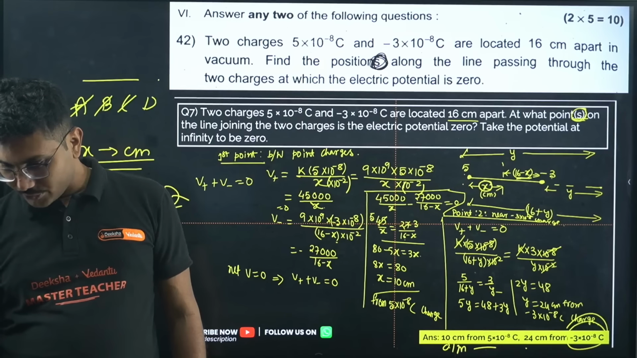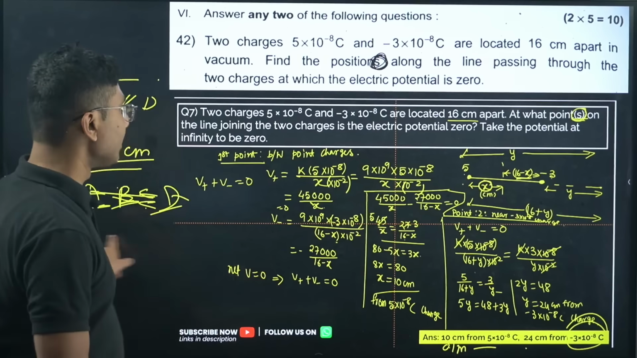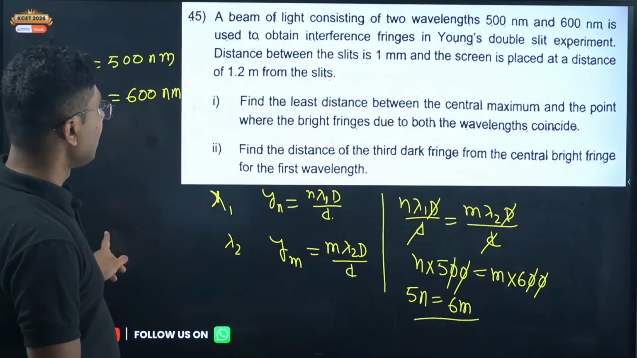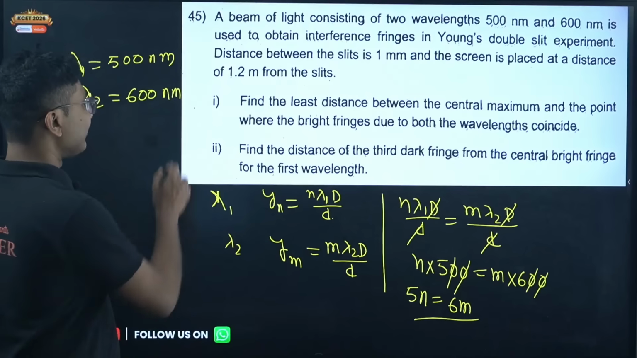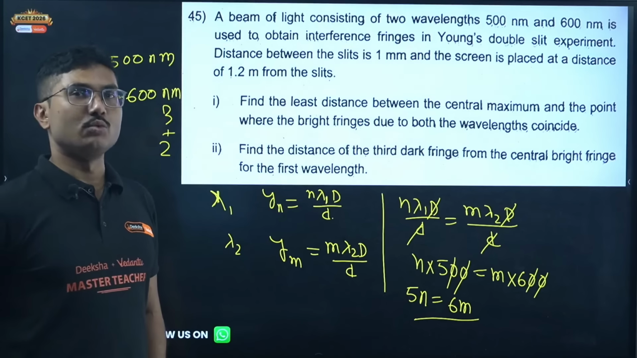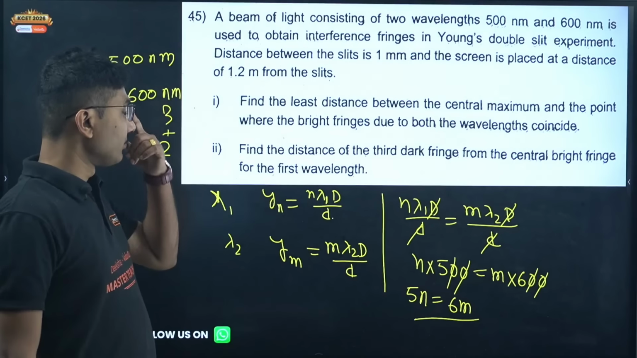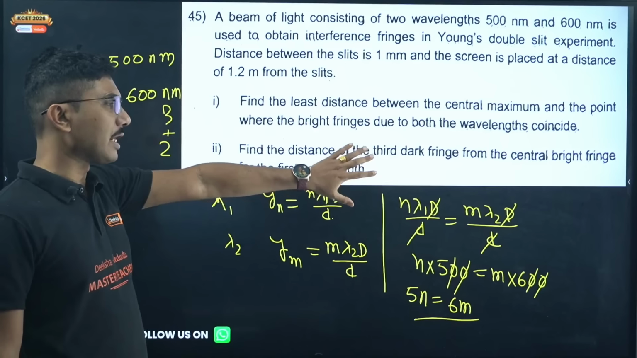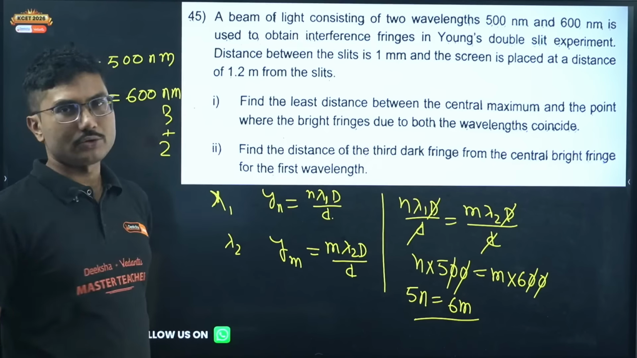Sir, marks distribution for 45 question. 45th question, which one? 45th question, 3 plus 2. First part 3, second part 2. Okay. This question is independent of the first part. So even if you don't solve the first part, you can answer the second part. So it should be 3 plus 2.